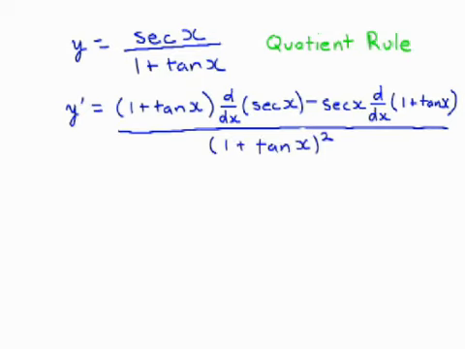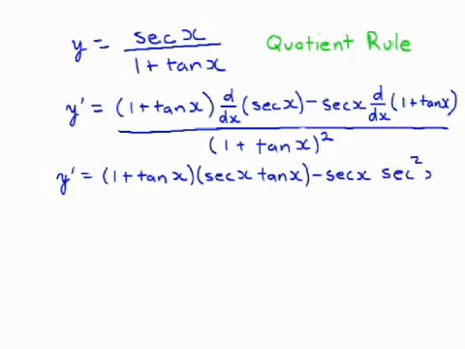In the next line, we've actually taken those two derivatives. We found the derivative of secant x, and we've found the derivative of 1 plus tangent x. So we end up with y prime is equal to 1 plus tangent x, and that's all multiplied by secant x tangent x. Subtract from that secant x secant squared x. And again, that's all divided by 1 plus tangent x all squared.